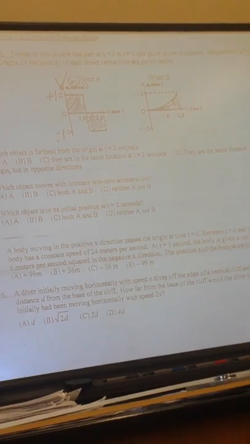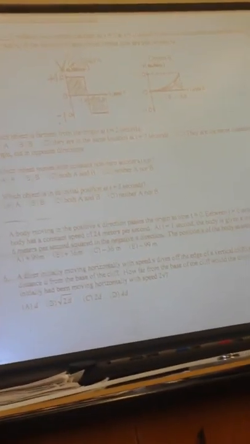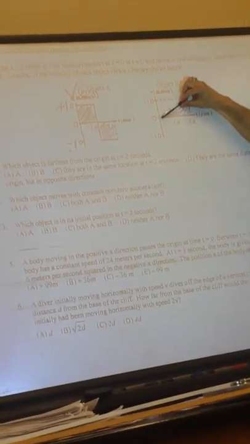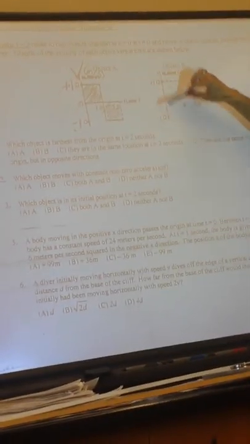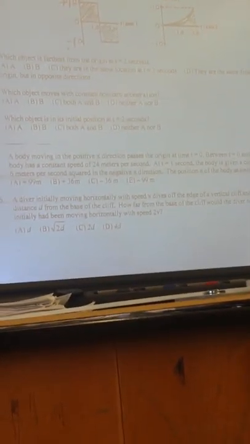So would it be neither? Neither. What would constant, non-zero acceleration look like? It would look like this, an angled straight line. All right. And we already answered question 3.